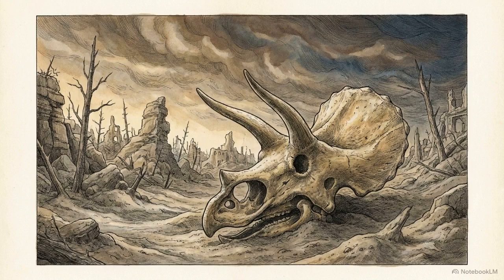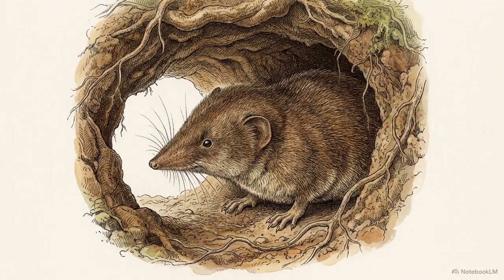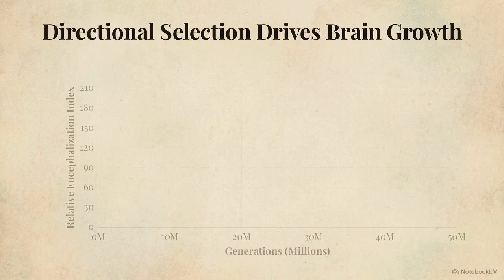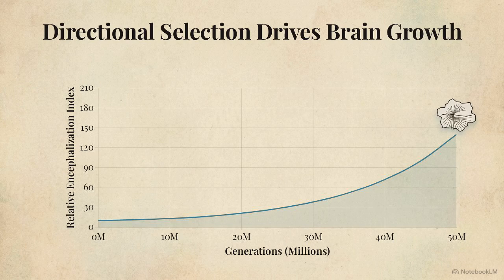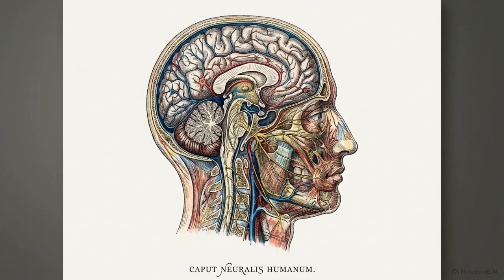Following the sudden disappearance of the dinosaurs about 65 million years ago, a few surviving small shrew-like mammals were left with an open planetary canvas. Over millions of generations, directional selection pushed these early viviparous animals to develop larger brains, eventually leading to a species capable of high intelligence, language, and self-consciousness.